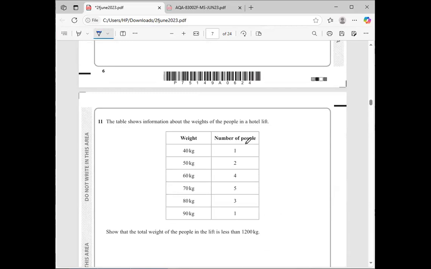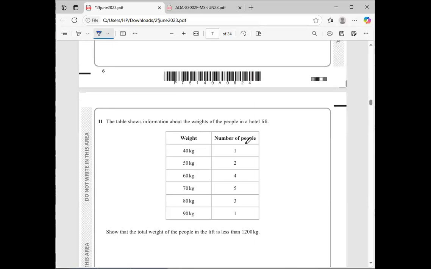The table shows information about the weights of the people in a hotel lift. Show that the total weight of the people in the lift is less than 1,200. All right. Let's look at the table again. It says one person is 40. Two people weigh 50, 4 people weigh 60.